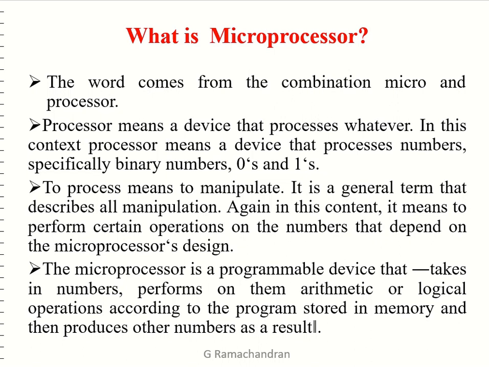The microprocessor is a programmable device that takes in numbers, performs on them arithmetic or logic operations according to the program stored in memory, and then produces other numbers as a result.